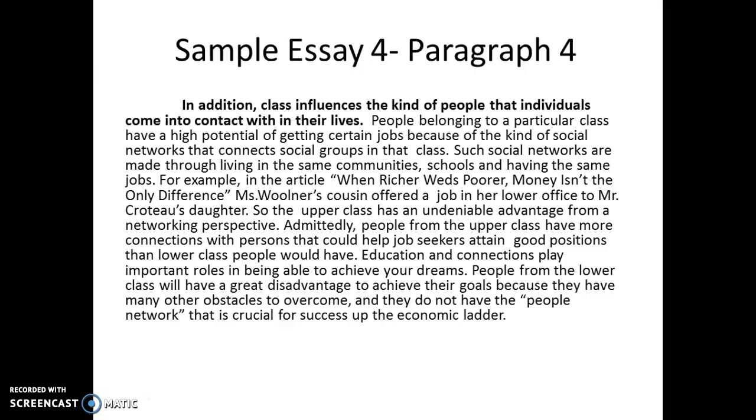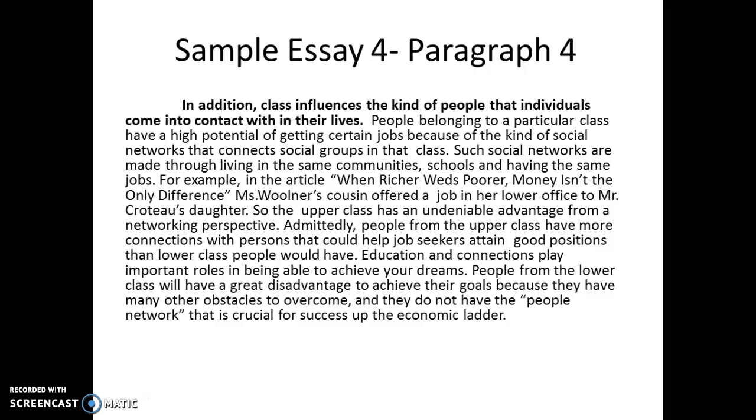And here, she uses the example from the article When Richer Weds Poor, and she talks about how Ms. Woolner, the rich wife, she has connections, so she can help somebody get a job, in contrast to the poor husband, Mr. Croteau. So this is an example of how connections can help one move up the ladder economically.